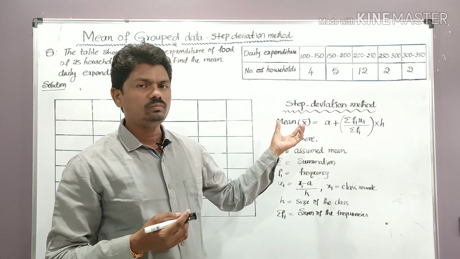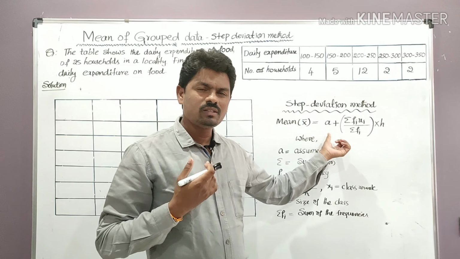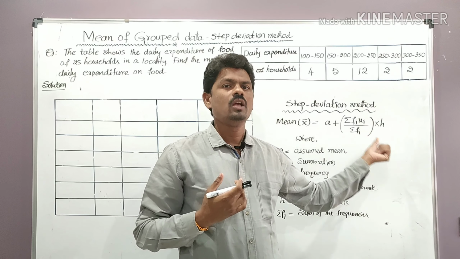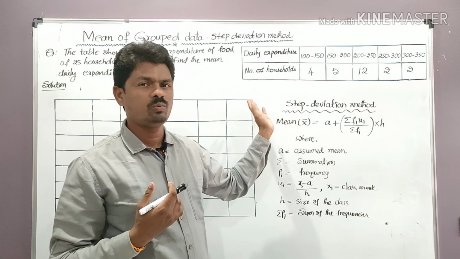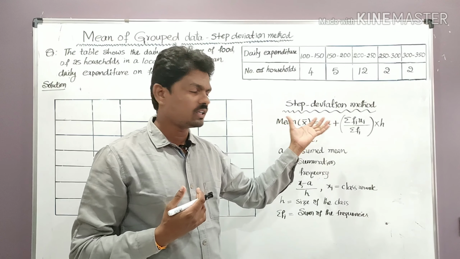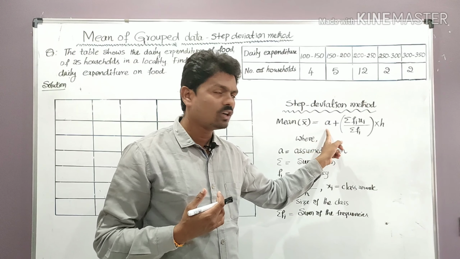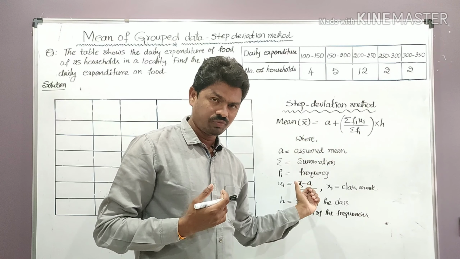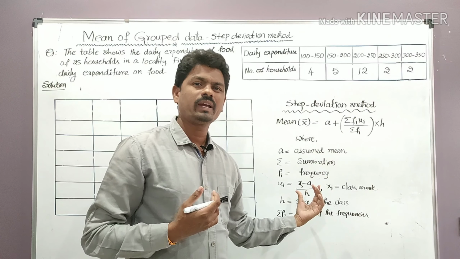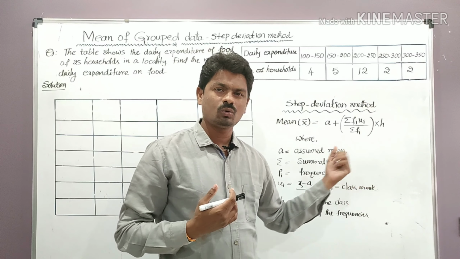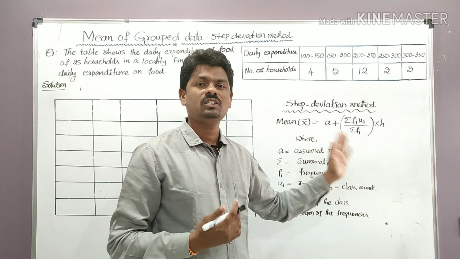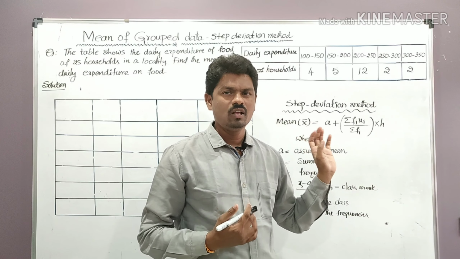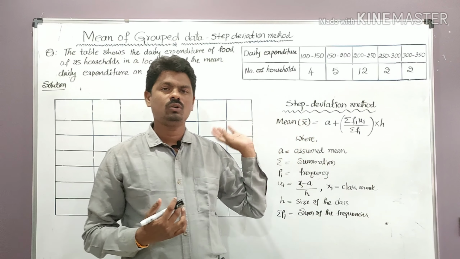See once again. Mean x bar is equal to a plus sigma fi into ui divided by sigma fi into h. This is the formula we use to find the mean of grouped data using the step deviation method. A is equal to assumed mean. Sigma is equal to summation. Fi is equal to frequency. Ui is equal to xi minus a by h, where xi is equal to class mark, a is again the assumed mean, and h is the size of the class. Sigma fi is equal to the sum of the frequencies. So this is the formula and the terms involved in it.